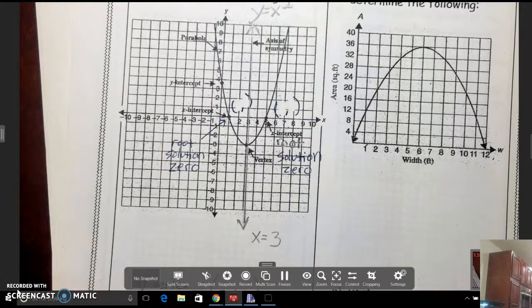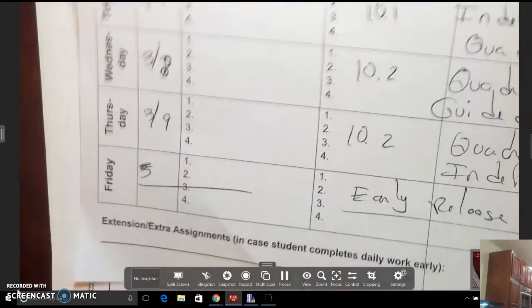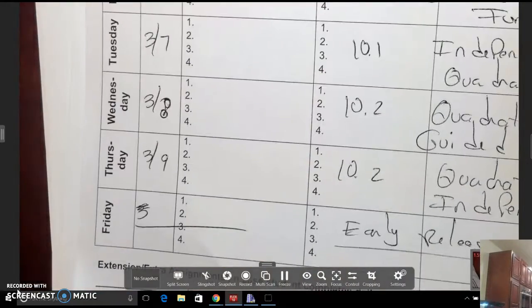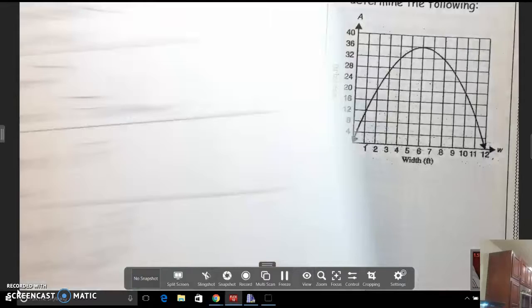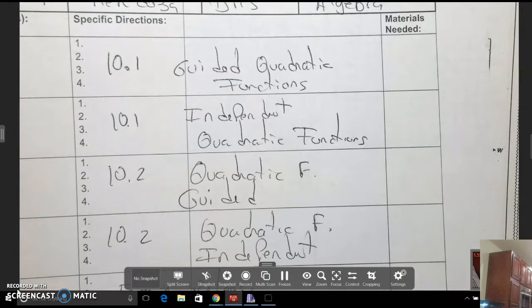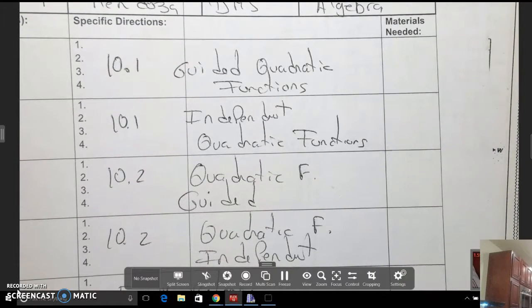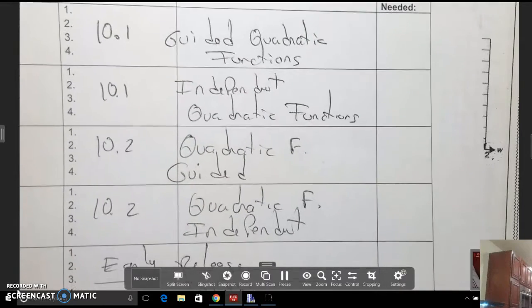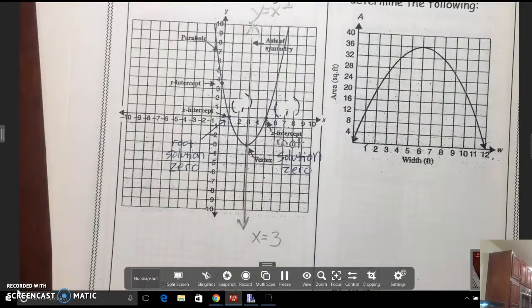Okay guys, so I'm doing this for the algebra kids from 3.6 to 3.10. It should look like this. Guided quadratic functions. Sorry, it's not focusing. Okay, guided quadratic functions 10.1, independent quadratic functions 10.1, and then 2 for 10.2. Okay, so we're going to start with 10.1.